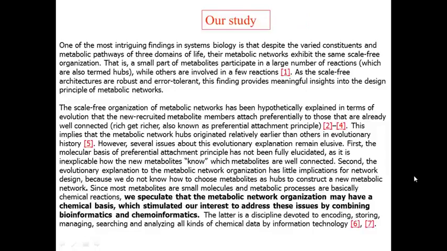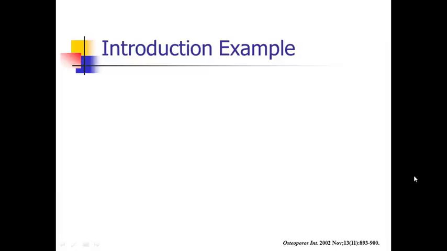So notice that nice statement, we speculate that, that's the reader's clue that they're about to give their research question statement. So we speculate that the metabolic network organization may have a chemical basis, which stimulated our interest to address these issues by combining bioinformatics and chemoinformatics. So their novel approach here is to combine bioinformatics and chemoinformatics, and they actually give you a definition of chemoinformatics in case you're unfamiliar with it. But again, they go from known, unknown to their specific study, and that nice statement of we speculate that.